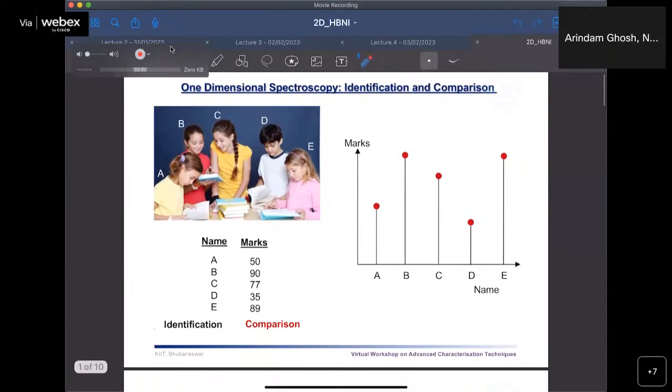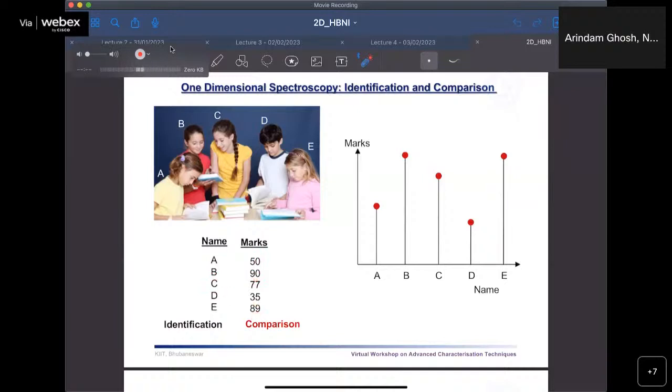So what is this particular thing all about? It doesn't look like NMR, correct? But suppose I have 5 friends, A, B, C, D and E, and these are their names. This is basically called identification. I'm identifying a person with a particular name. After I have identified them, I'm going to compare them using marks in some exam, maths or anything. So A has got 50, B has got 90, and so on.